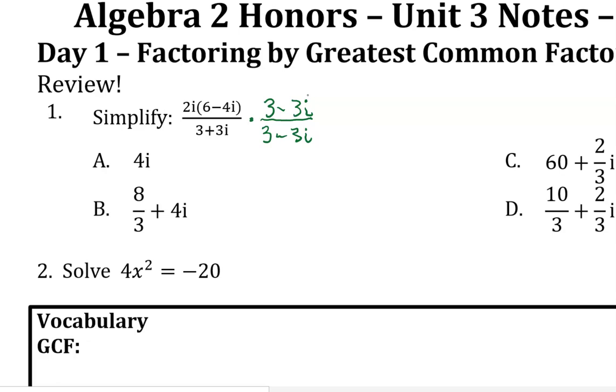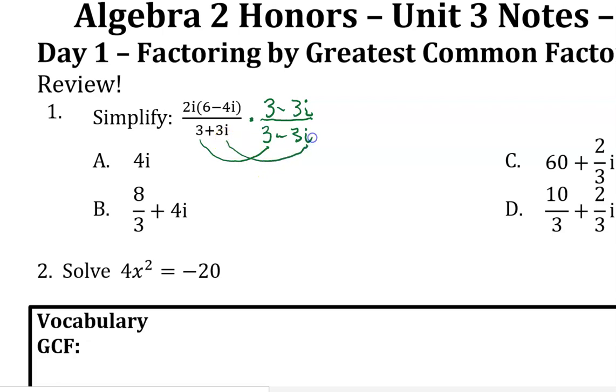Complex conjugate, as a reminder, keeps the same real term and changes the sign on the imaginary portion of the term. So here we're going to multiply both top and bottom by 3 minus 3i. So essentially we're multiplying by 1, which does not change the value, it only changes the representation.